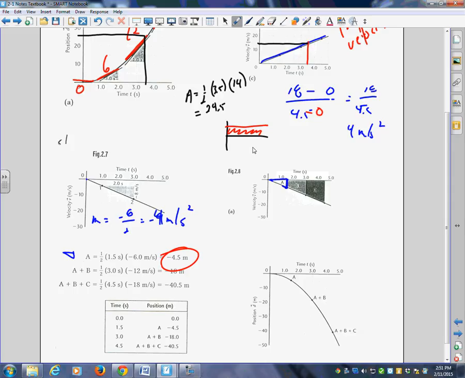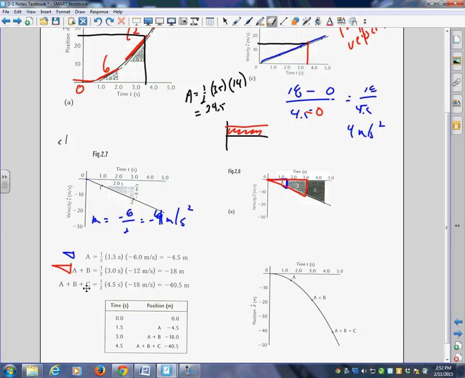Then we're going to do the same thing for 3 seconds. I'm going to do it in red right here. Oh, I guess it's blue, sorry. Let's do red. Now, this is triangle A plus B. This red triangle here, the bigger one. Okay? It now has a base of 3. It has a height of -12 according to this, giving me a displacement of -18. Half of 3 times -12 is 18.